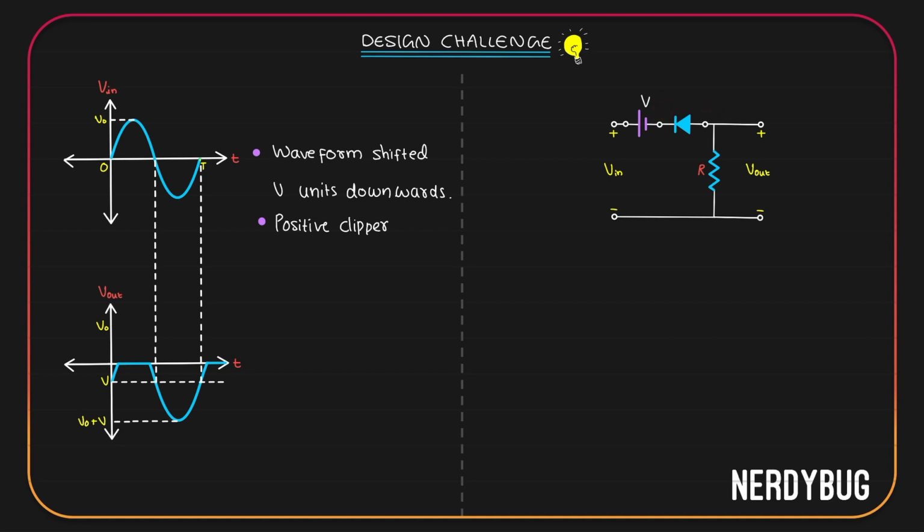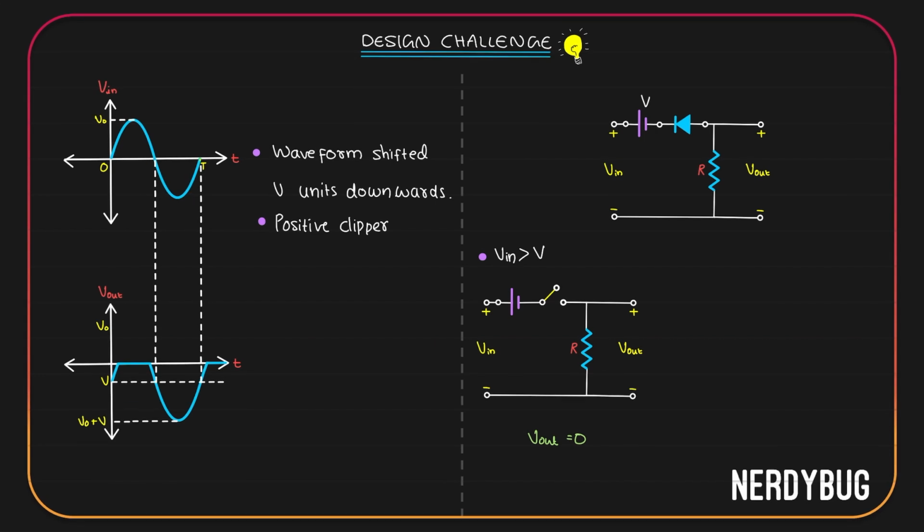In that case, we can model the circuit like this. Since the diode is in reverse bias, it is modeled as an open circuit. Since it is an open circuit, no current is flowing through the resistor, which means potential across it is 0. Output voltage is taken across the resistor, so V output is 0.